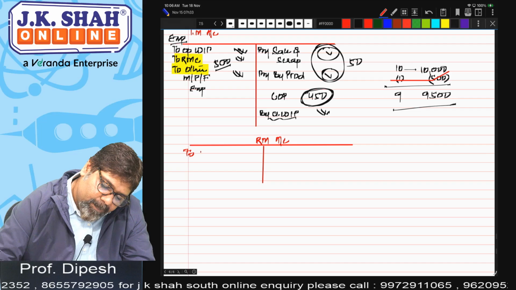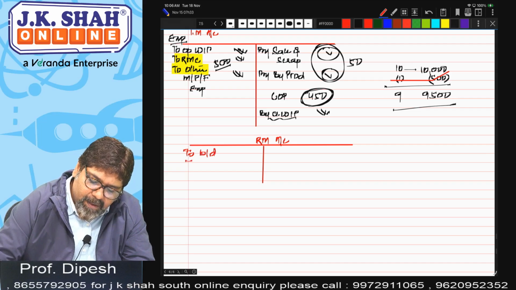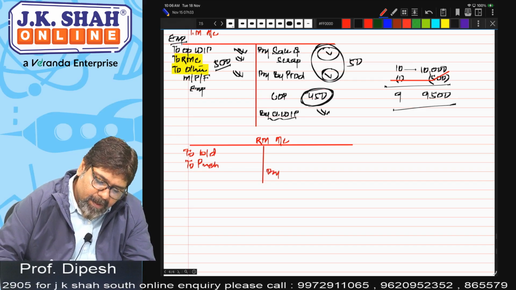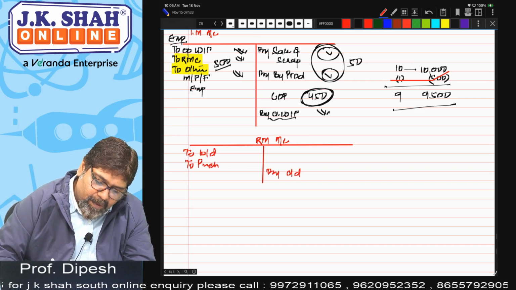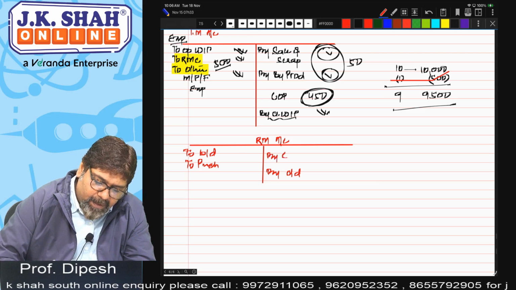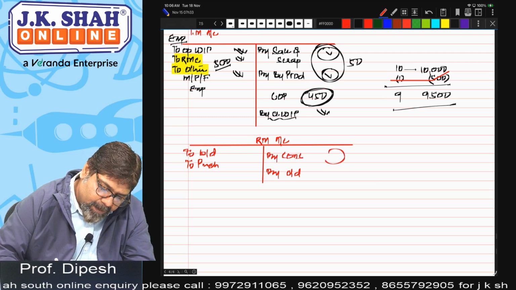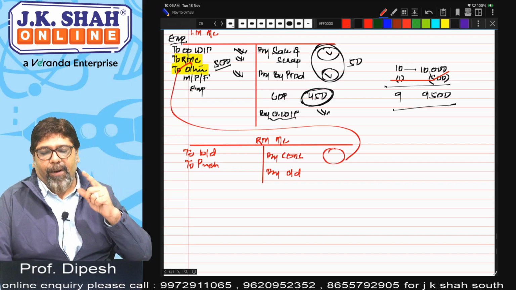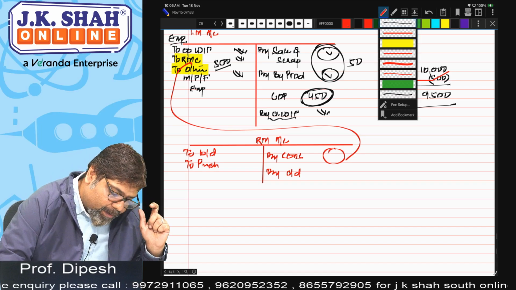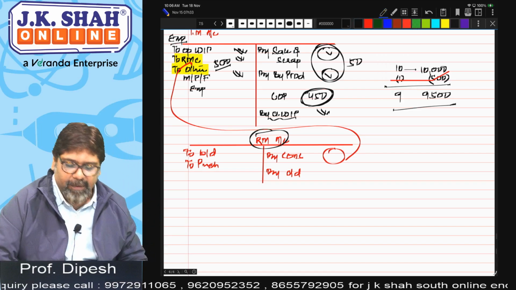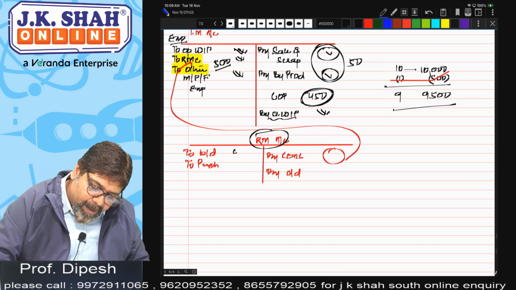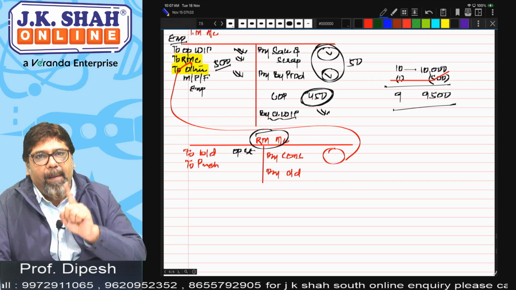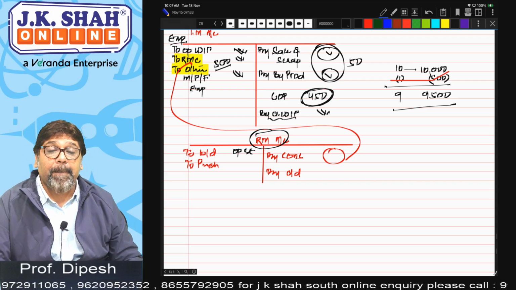To opening balance of raw material, to purchase of raw material, by closing balance of raw material, by raw material consumed, balancing figure. This raw material consumed will come here. So to find out raw material consumed, you have to first prepare what? Raw material account. So from raw material account, this is opening stock of raw material. So opening stock of raw material will come in raw material account.